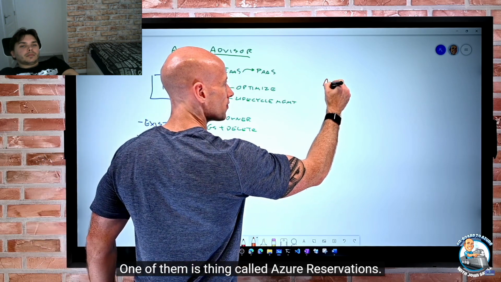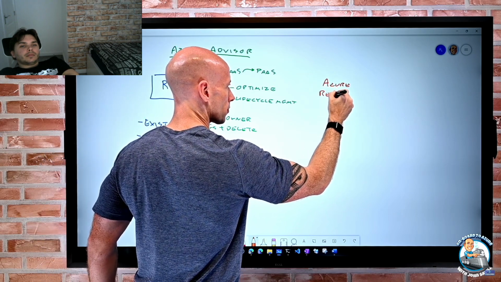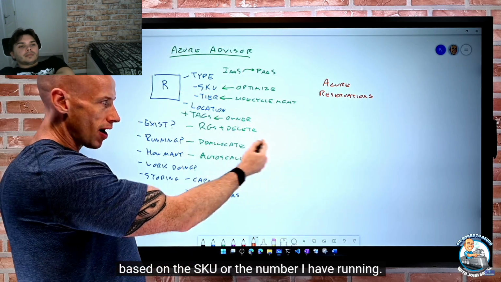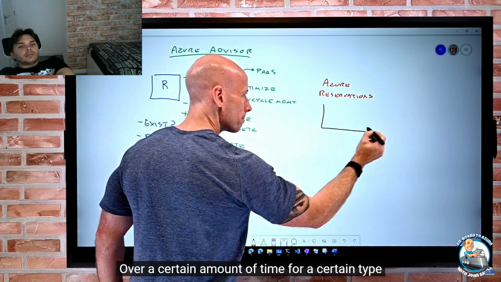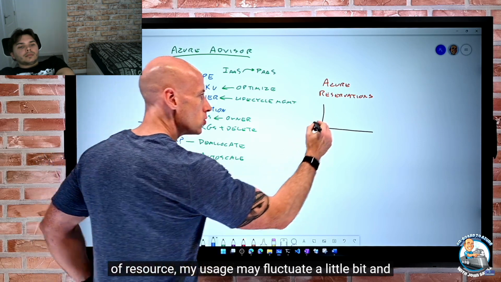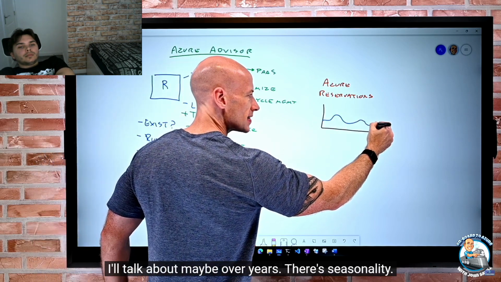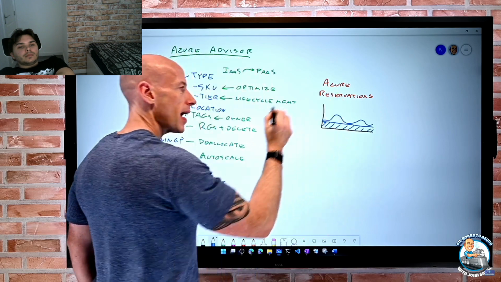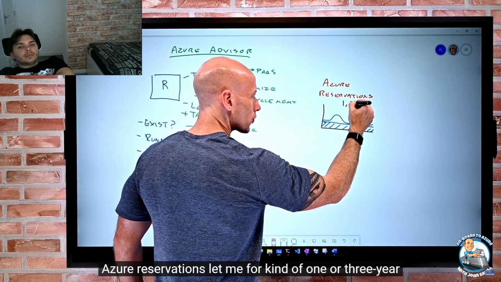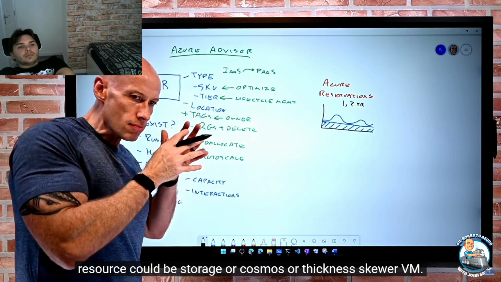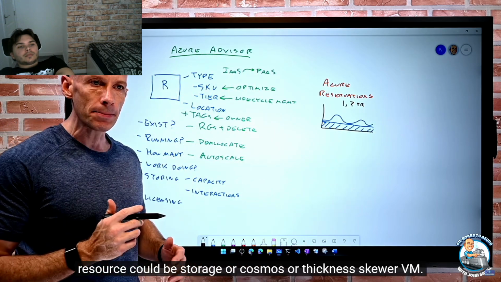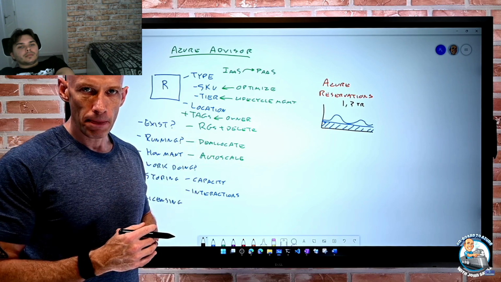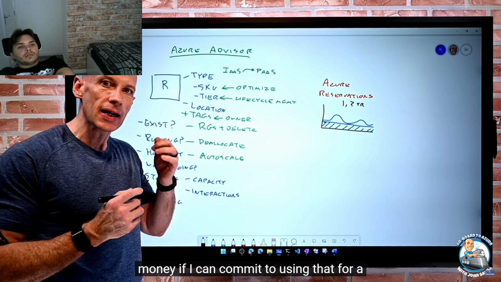One of them is something called Azure Reservations. If you imagine I pay a certain amount of money based on the SKU and the number I have running, over a certain amount of time for a certain type of resource, my usage may fluctuate a little bit. I'm talking about maybe over years, there's seasonality. But there's this base level that I'm always using. Azure Reservations let me, for 1 or 3 year terms, say, hey, I'm going to use this type of resource, could be storage or Cosmos or a particular SKU of VM. And if I commit to using it for, let's say, 3 years and this amount, you get a massive discount.